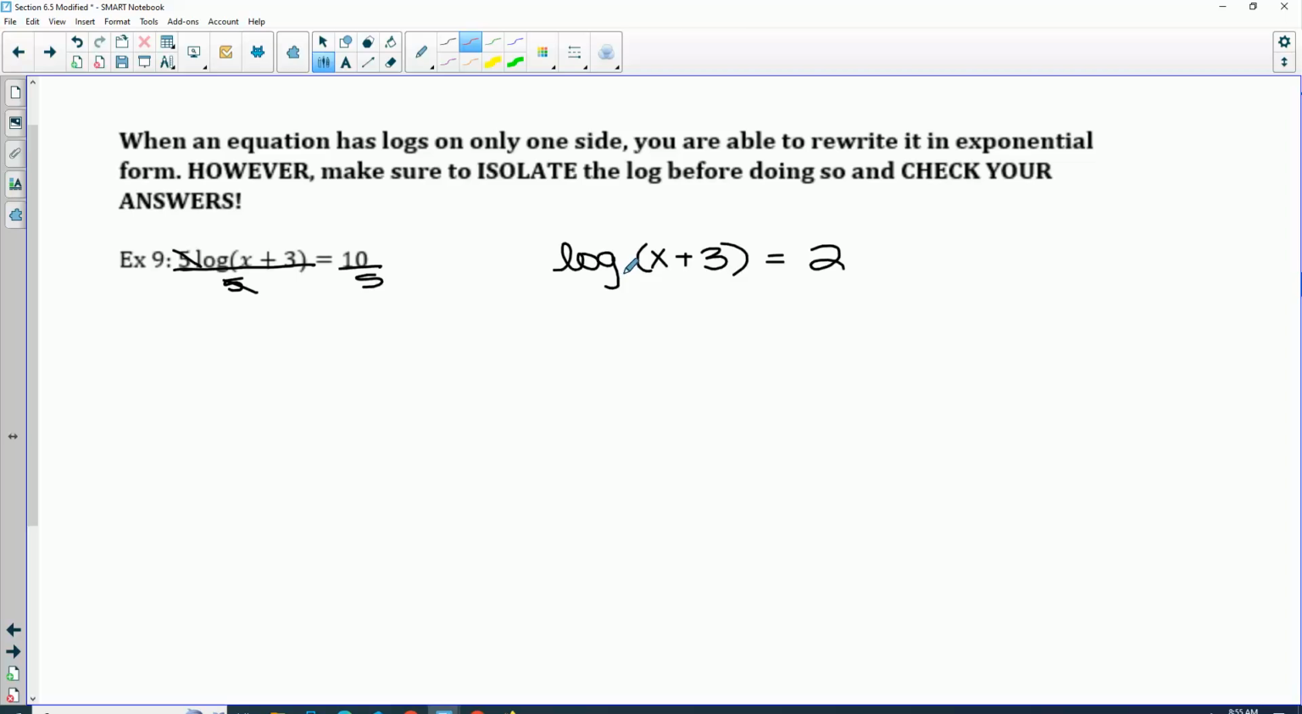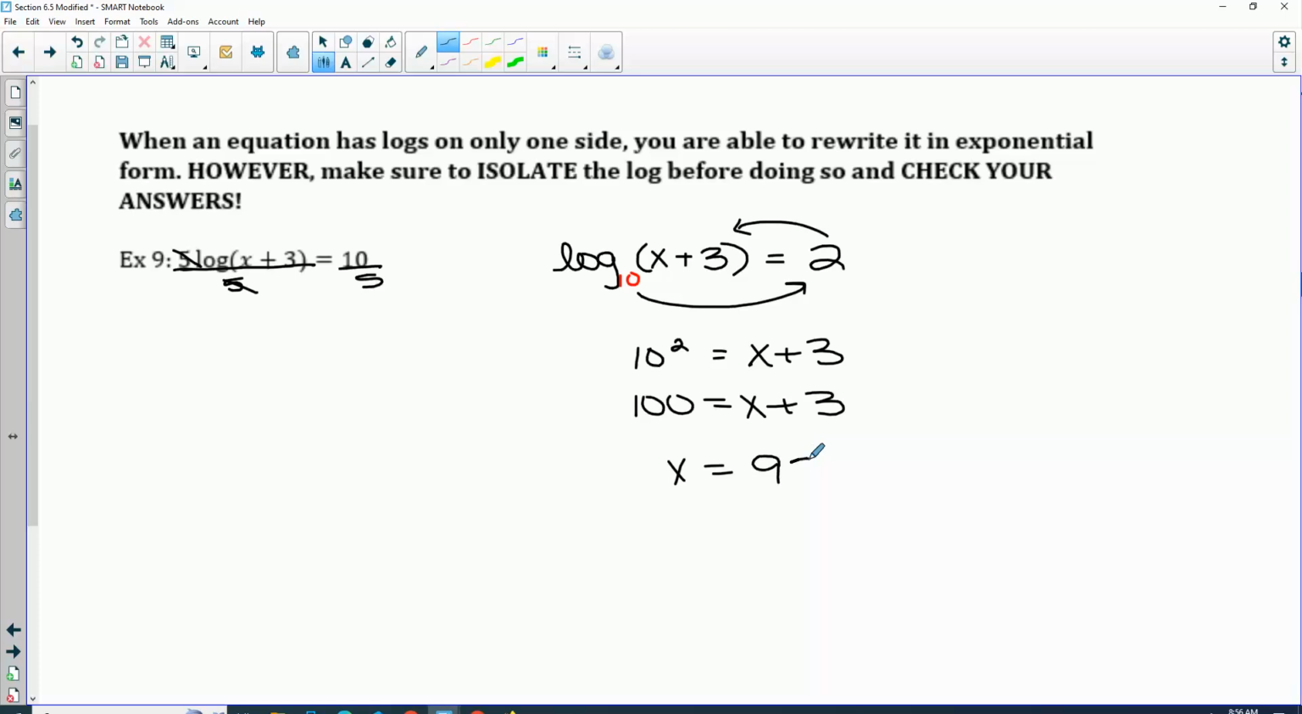Now, if the log is only on one side, we can change it to exponential. If there's no base written, what is it assumed to be? 10. So to change it to exponential, it would be 10 to the second power equals x plus 3. Then we should be able to work this out. What is 10 to the second? Subtract over the 3, x is 97.